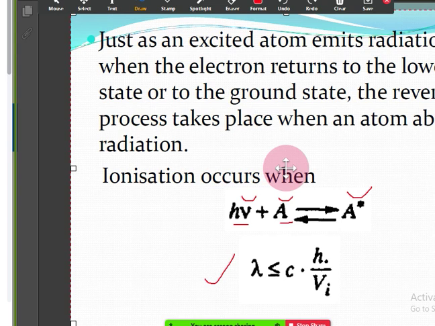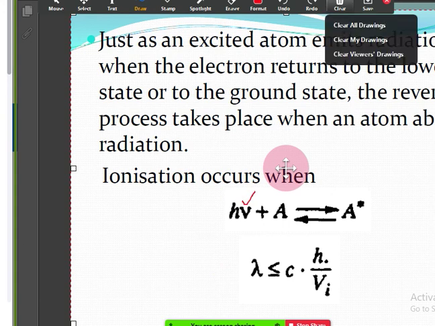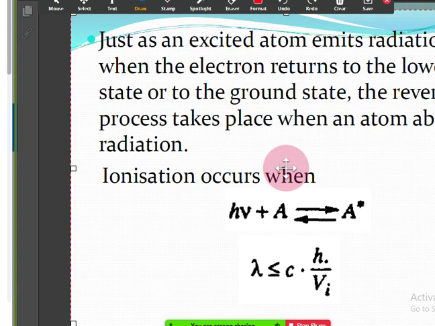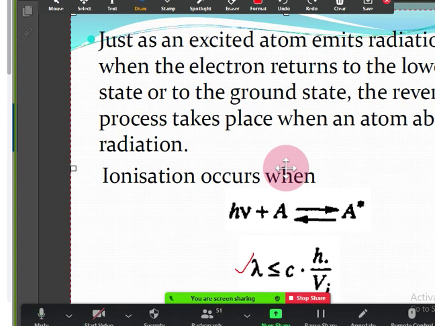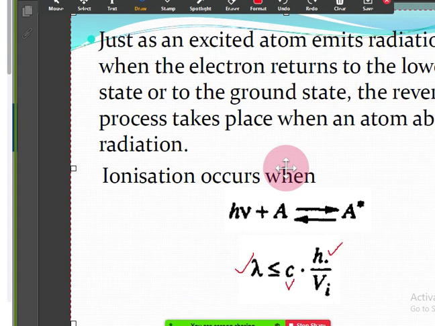So these are the new terms. h is called Planck's constant. ν is the frequency of the radiation. And lambda is the wavelength of the radiation. So lambda is less than or equal to c, the velocity of light, into h, Planck's constant, divided by Vi. Vi is called the ionization potential.